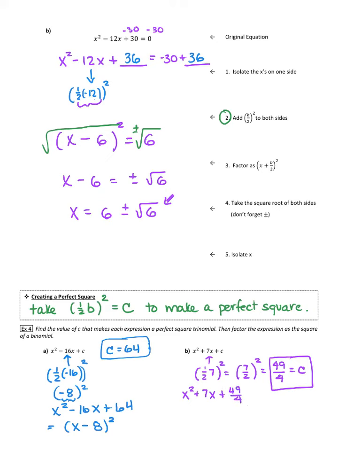49/4. Remember, I told you these are really friendly to factor, even if it's ugly like that, because you just pull whatever's on the inside of the parentheses, x plus 7/2. And now the squared goes on the outside because you created a perfect square. All right, and that is it for completing the square.